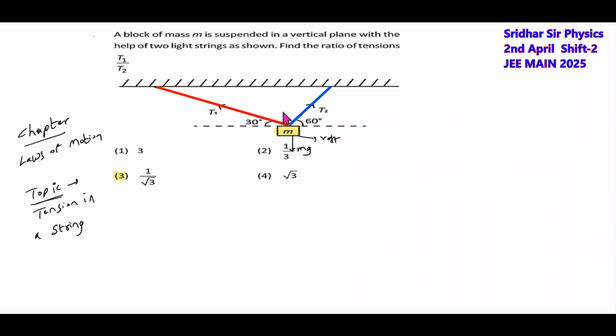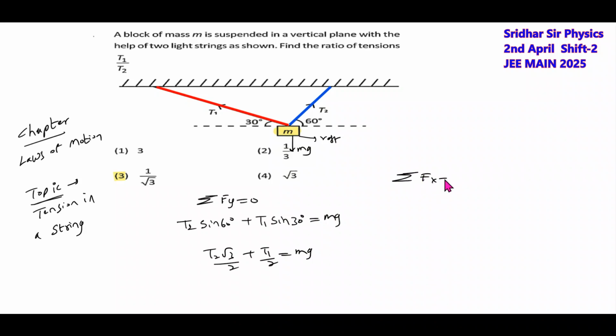Then the net force along the y-axis should be 0. T2 sine 60 degree plus T1 sine 30 degree equal to mg, or T2 root 3 by 2 plus T1 by 2 equal to mg. This is the net force along y-axis. Similarly at equilibrium, net force along x-axis must be 0. So T2 cos 60 degree minus T1 cos 30 degree should be equal to 0.